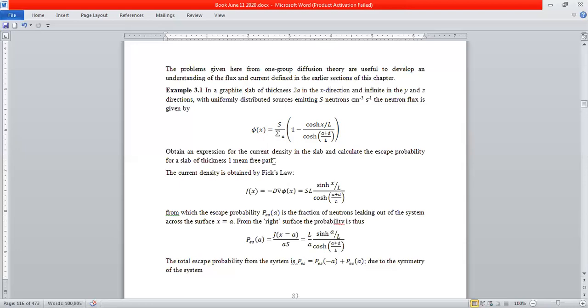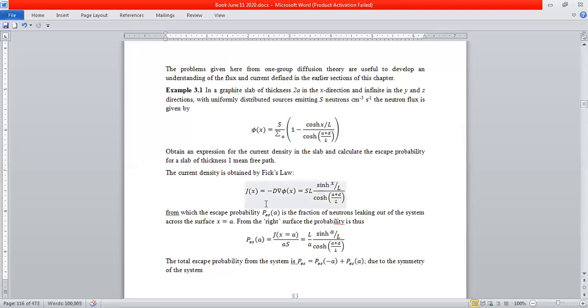So here the question is to find the current from Fick's law and calculate the escape probability. So 30% going out, 60%, how many are going out from one mean free path? Now, when you talk about a thickness, you don't have to say it's so many centimeters or meters thick. You can say it's one mean free path thick, or 5 mean free paths thick. Now 10 mean free paths would be what I would call infinite. So this is not infinite in the x direction, it's infinite in the y and z directions, physically infinite.